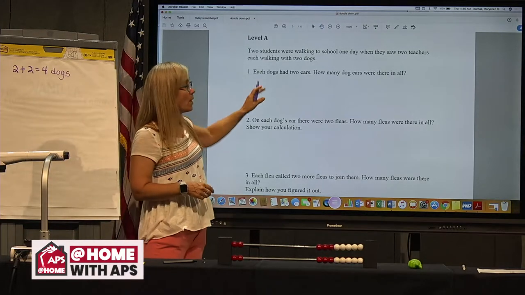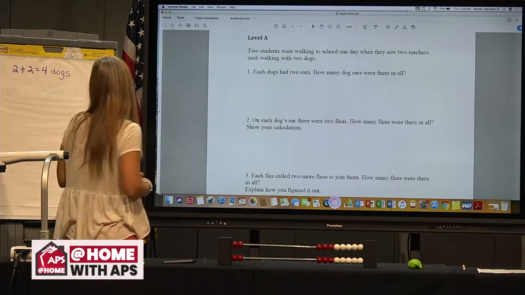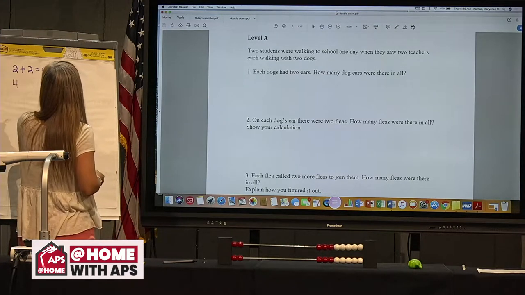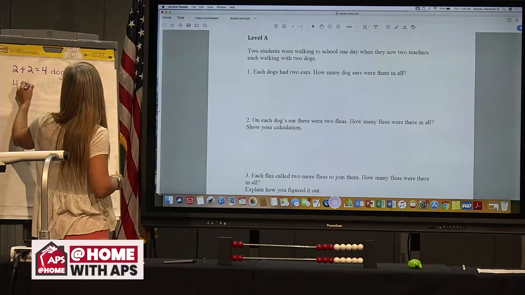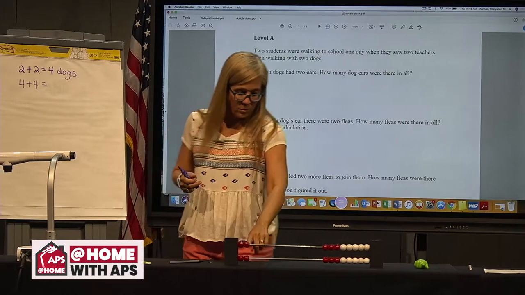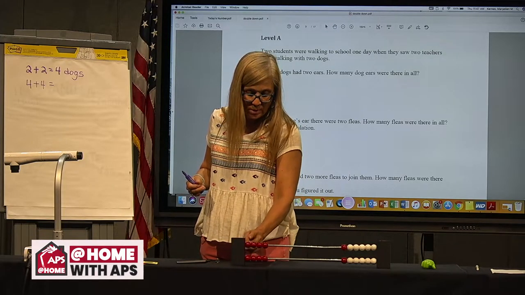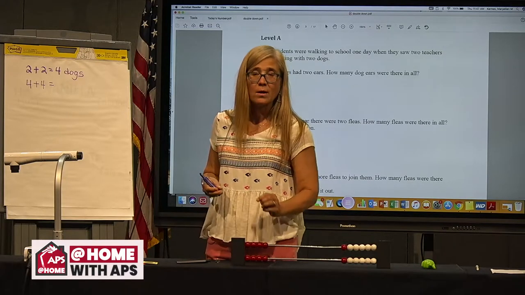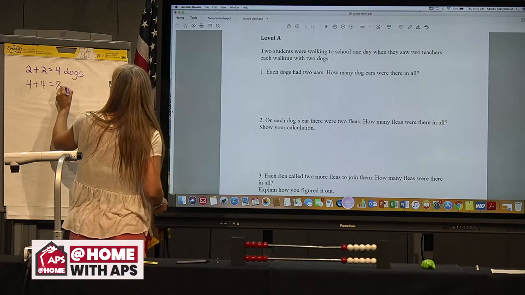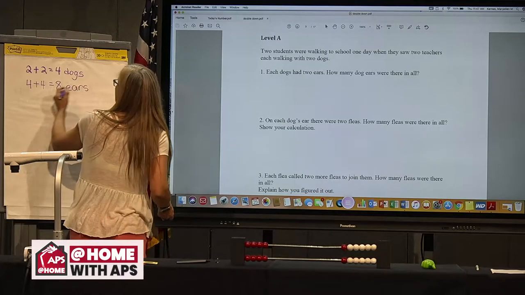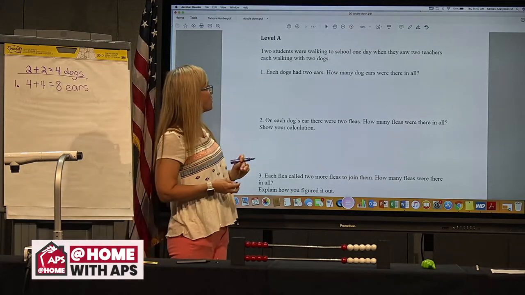So we have four dogs, and now our question asks us, each dog has two ears, just like us, right? How many dog ears were there in all? So if we have four dogs and they each have two ears, we should be able to double that again, right? So we'll see that this is one dog, this is another dog, this is the third dog, and that's the fourth dog. So how many ears do we have altogether? Eight, another double, right? Eight, and we'll make sure we label that. So the answer to number one, this was our extra information we needed to figure out, was eight ears. Each dog had two ears. How many dog ears were there in all?